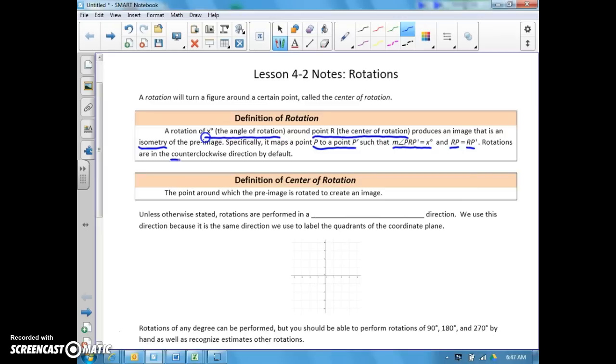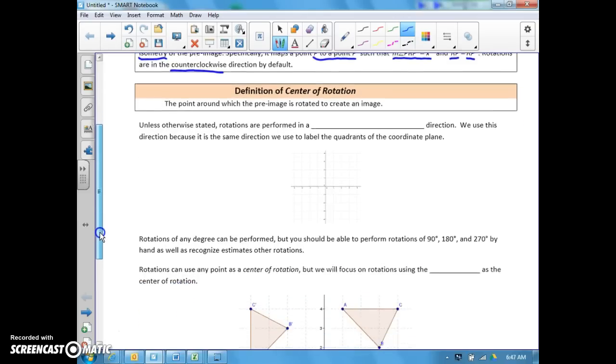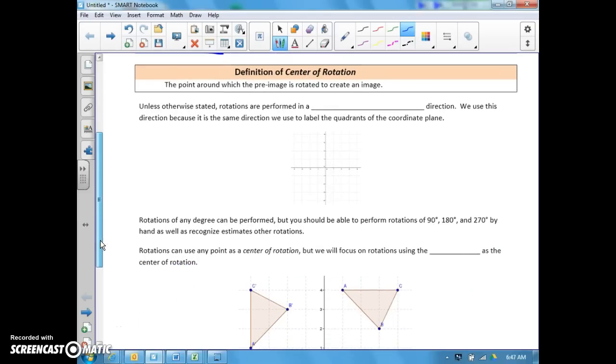We always do it in the counterclockwise direction by default. Unless otherwise noted, rotations are performed in a counterclockwise direction. And we use this because it's the same direction we label the quadrants in. So this is quadrant 1, quadrant 2, quadrant 3, quadrant 4. We're labeling in the counterclockwise direction.